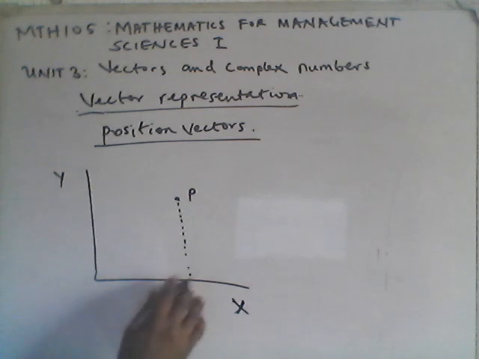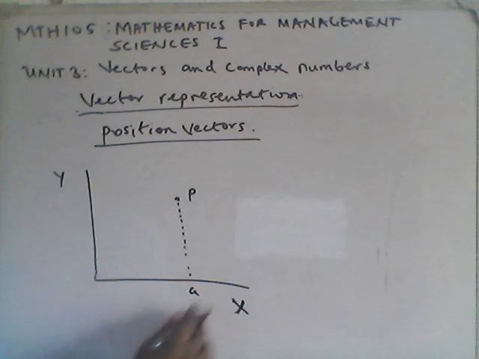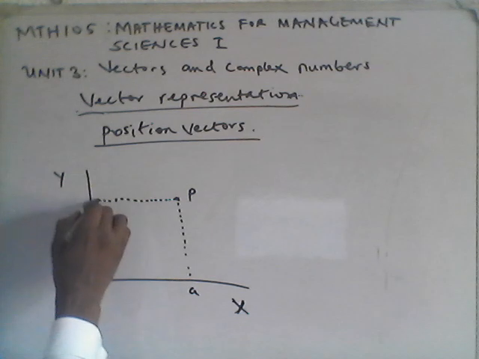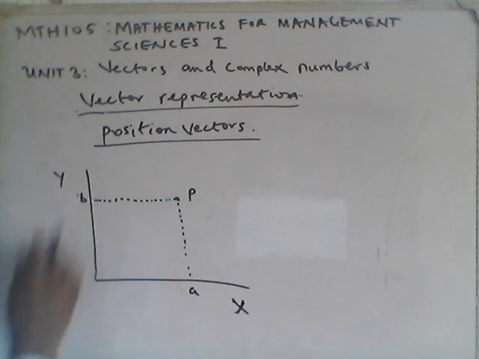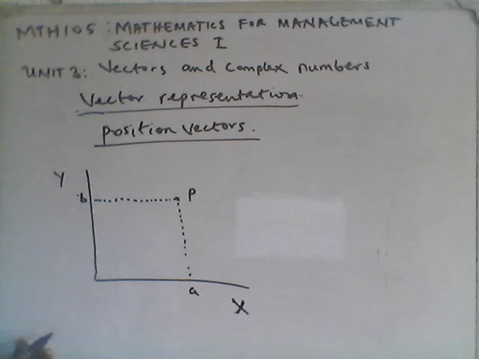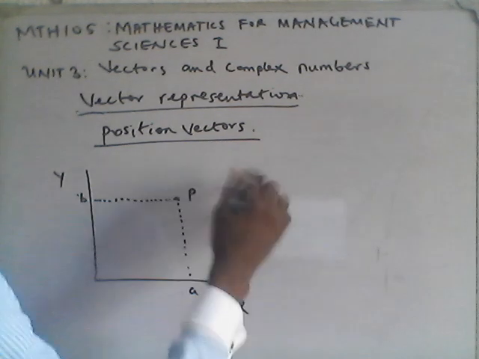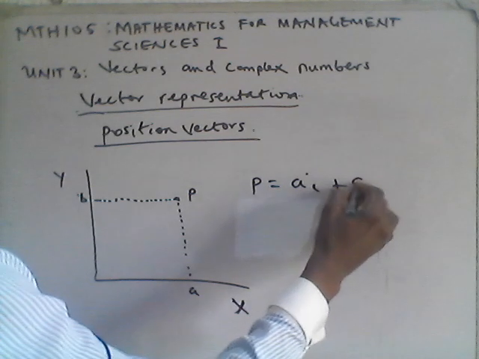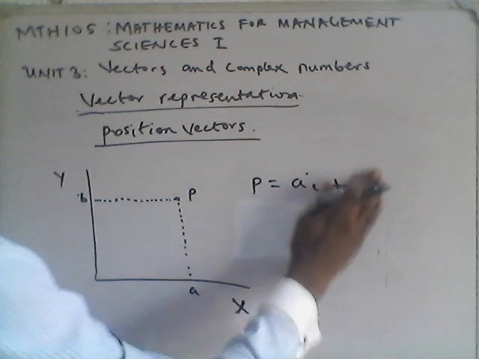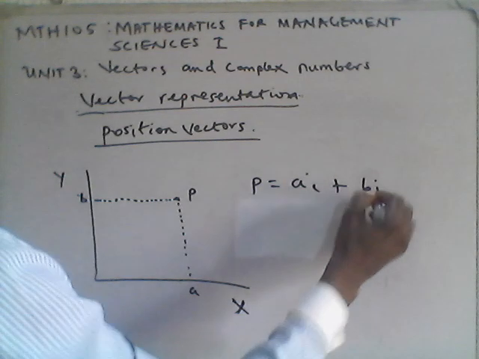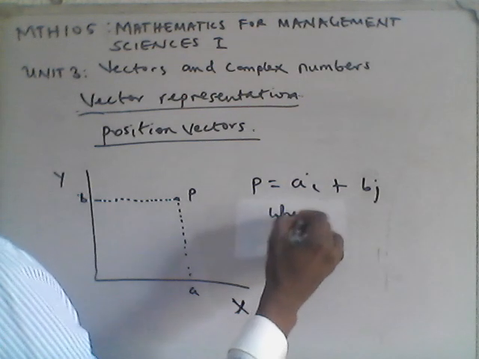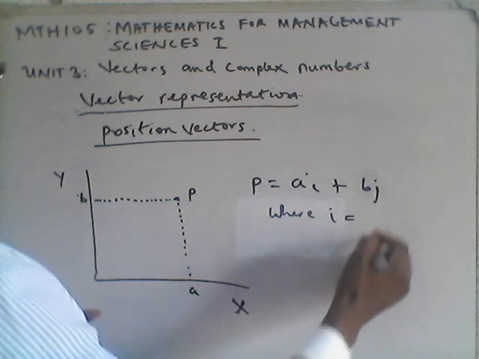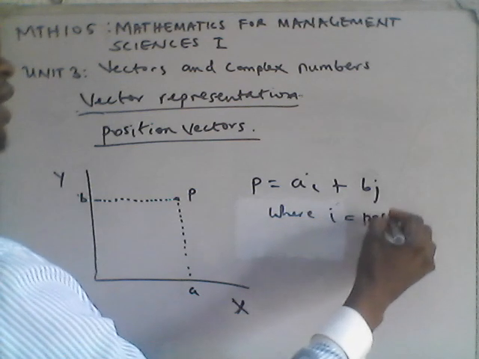Let me call this value A, for instance. And if I trace it to the y-axis, there is a value it will have, B. So with position vectors, we can actually represent P in this form. P is equal to Ai plus Bj, where i is actually positioned in the x-axis.